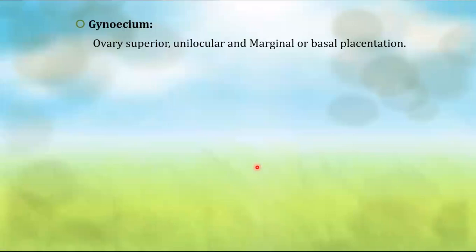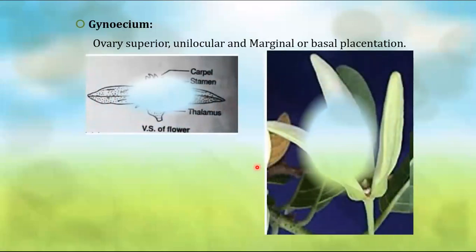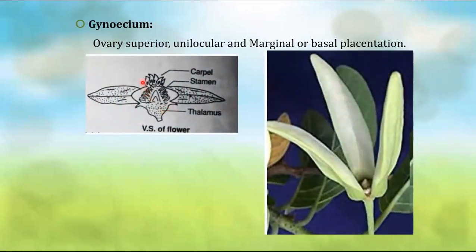Now the gynoecium, it is the female reproductive part. The ovary is superior. Why superior? Because the floral parts like the calyx, corolla and androecium are present below the ovary, below the gynoecium. This is the carpel and these are the stamens. Now look at the flower, this is the petal. In that, this is the carpel and at this portion there are stamens.